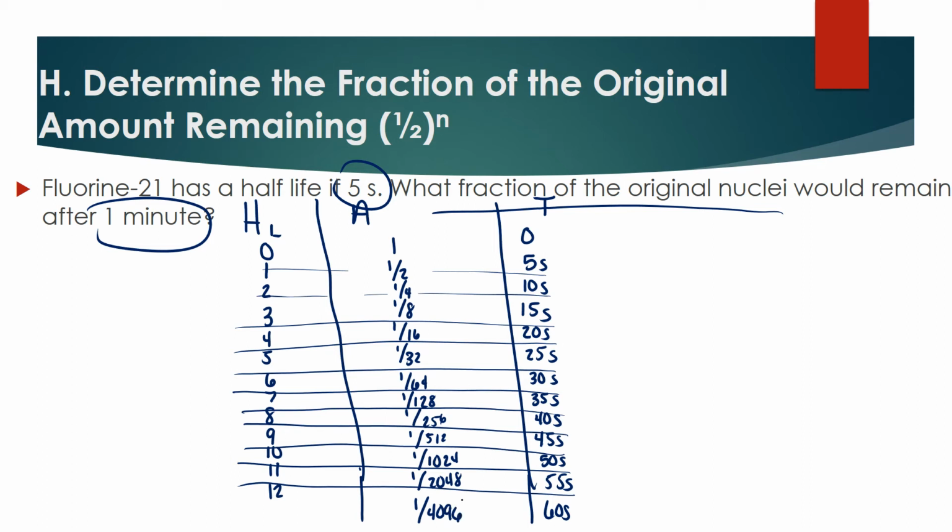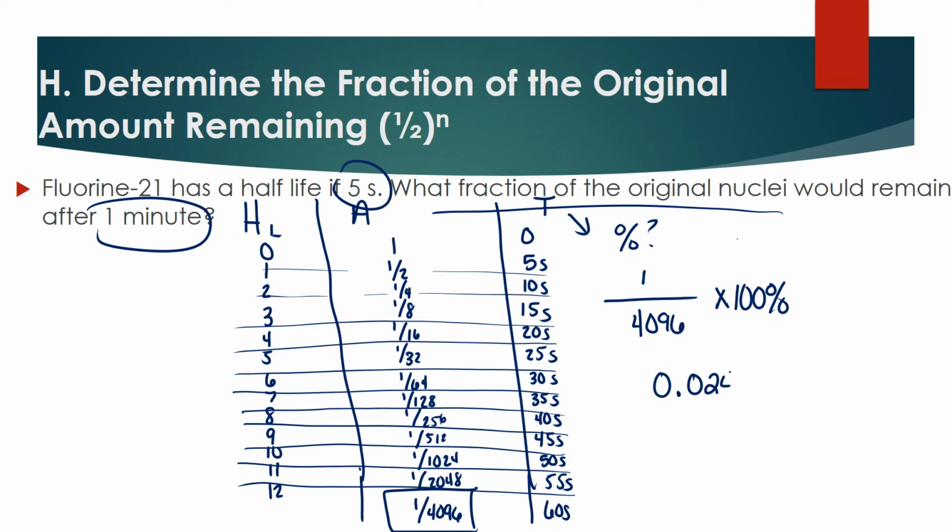So it asks what fraction. So the fraction that would remain is 1 over 4,096. If it wanted to know what percent is remaining, you could take 1 divided by 4,096 times 100 to convert it to a percent. And I don't have that written down. But if again it asks for what's the percentage, that gives you 0.0244% is remaining. So like I said, very little because it's gone through 12 half-lives.